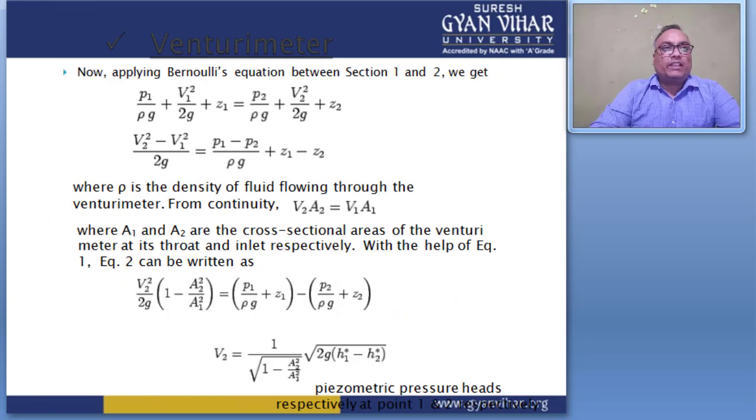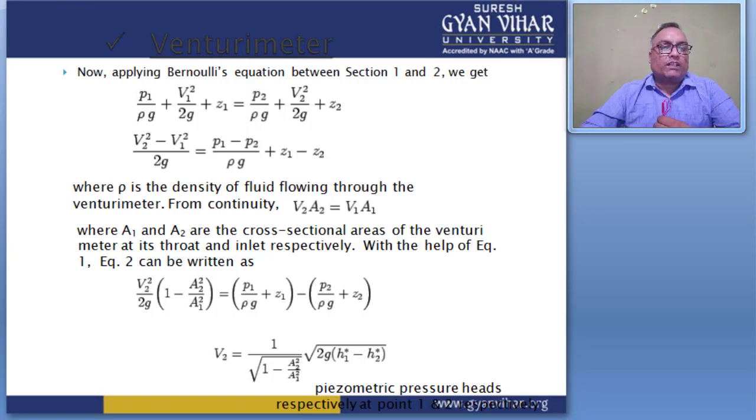So it will give P1 by rho g plus V1 square by 2g plus Z1. This is for section 1, and for section 2, P2 by rho g plus V2 square by 2g plus Z2. This is for section 2, and it will give the difference in velocities: V2 square minus V1 square divided by 2g is equal to P1 minus P2 divided by rho g plus Z1 minus Z2, where rho is the density of the fluid flowing through the venturimeter.